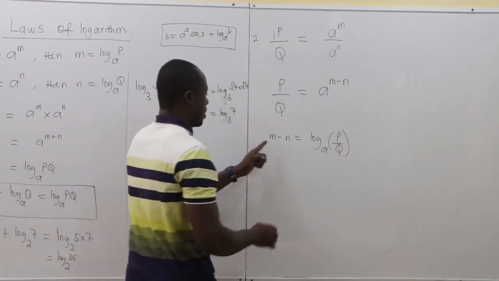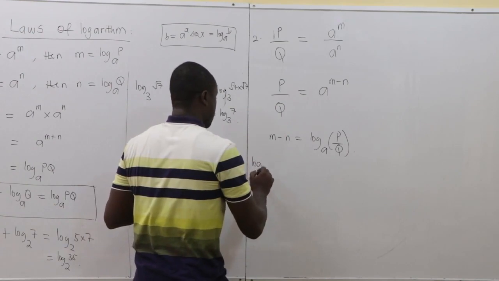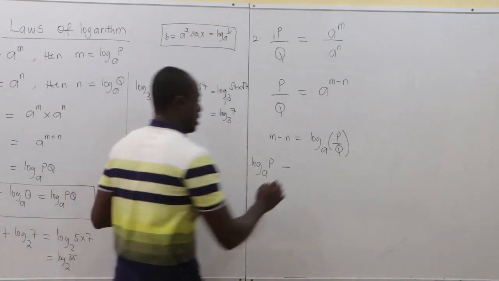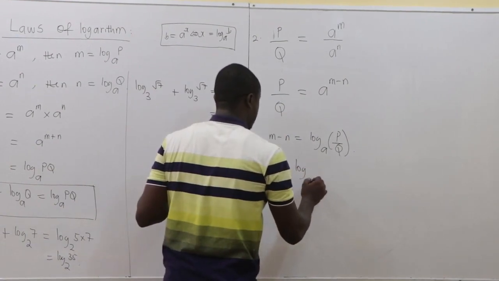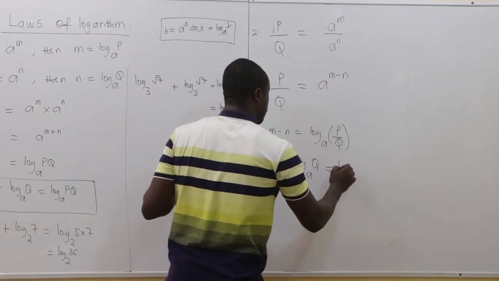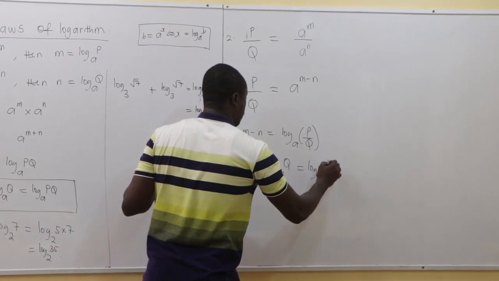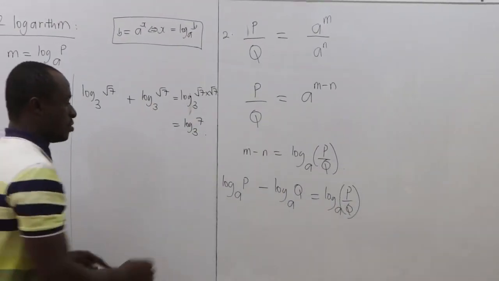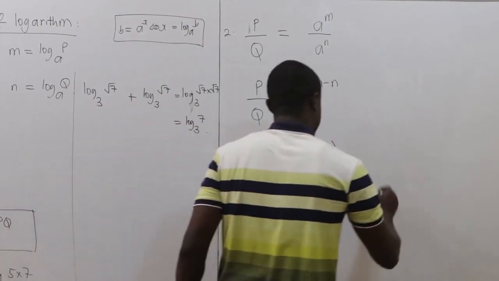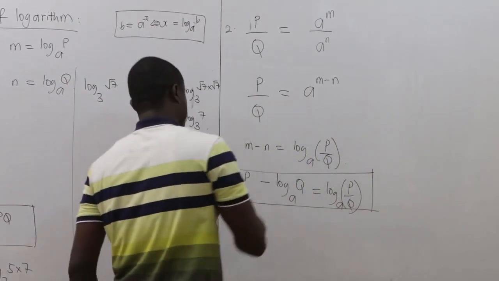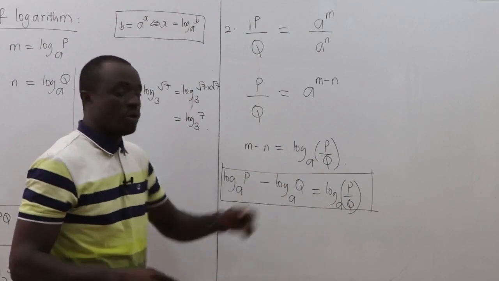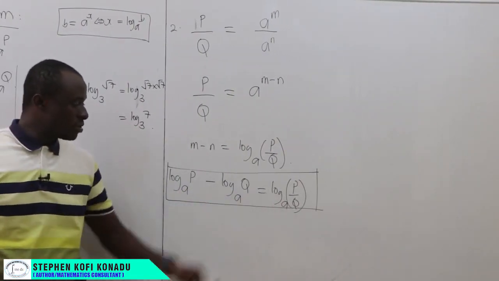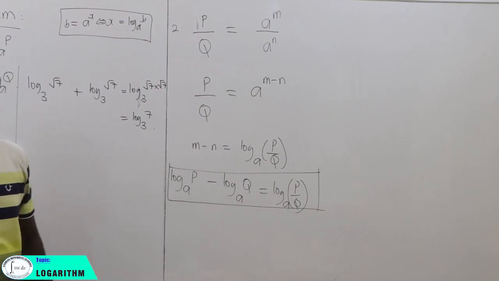Now what is our M? Our M is the same as log A of P, minus, what is our N? Our N is just the same as log A of Q, and this is equal to log A of P over Q. So what the second law is saying is that when you are subtracting, the bases are the same, we divide. So log A of P minus log A of Q is equal to log A of P over Q.